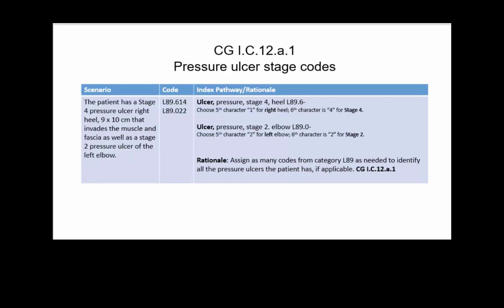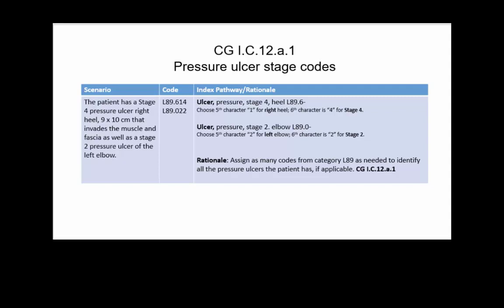So here's an example of that first guideline. Patient has stage 4 pressure ulcer over the right heel. That's 9 by 10 centimeters. It invades muscle and fascia, as well as a stage 2 pressure ulcer of the left elbow. So we want to get both of those. It's interesting to me that they're telling you not only the stage but also how deep it goes. Usually you'll have one or the other in the real world, but in this case the documentation is telling us both.